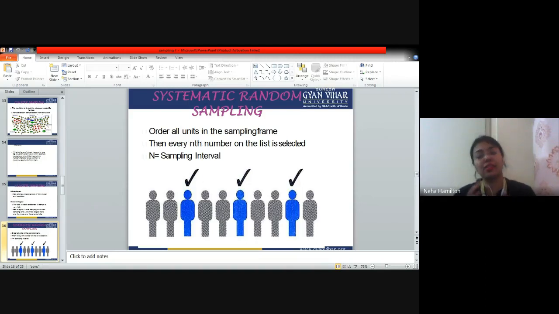Now this n is called the sampling interval. Here the sampling interval is the third individual, but it can be anything. It depends on you, on the kind of sample you want, the size of sample you want. It can be 2, 3, 10, 15, 100, 150, 1,000, whatever you want. It depends on the size of your population and the size of sample you want, right? So here also it is a kind of random sampling, but we want to cover each and every variety of individual by taking the nth number in a particular population.